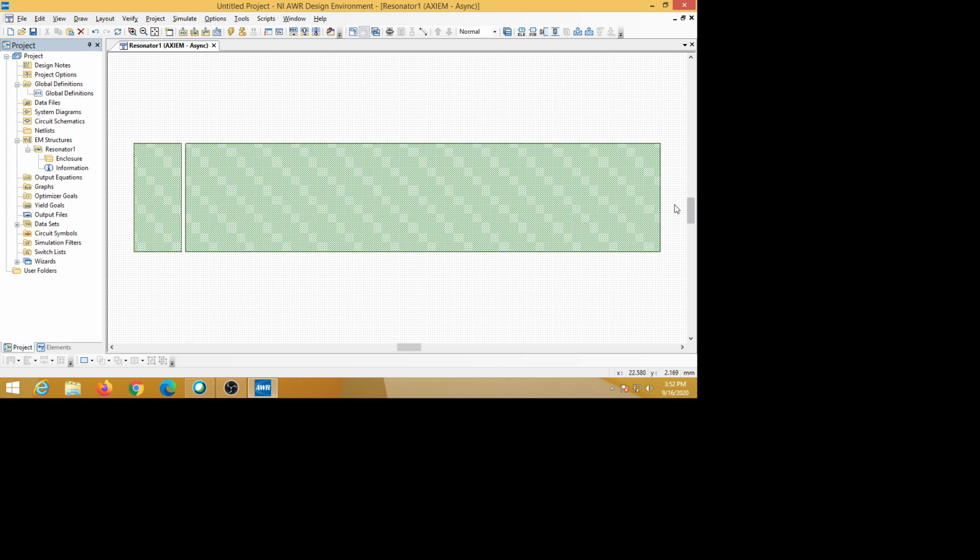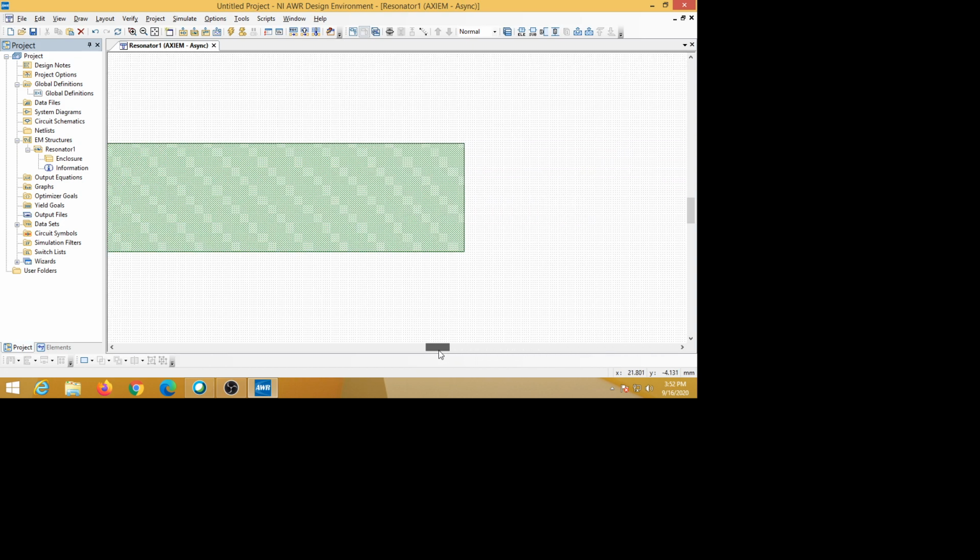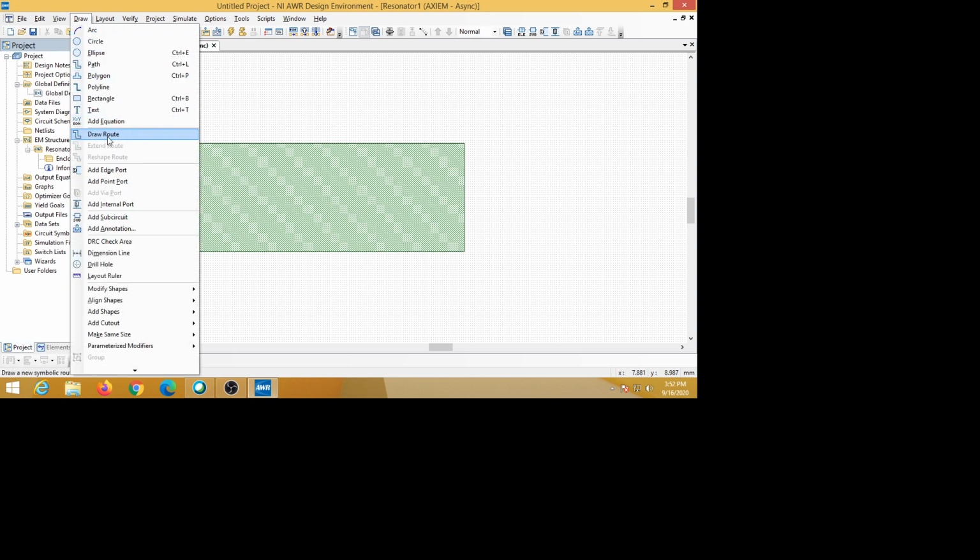Similarly, we should draw a feed line in this direction also. Again it should be at a distance of 0.2 mm from here, another rectangle. 0.2 mm means, see, this edge is 21.93. So you should start here, that means to the 21.93 you add 0.2, then we will be getting 22.13. So that x value is 22.13. Draw the rectangle again.